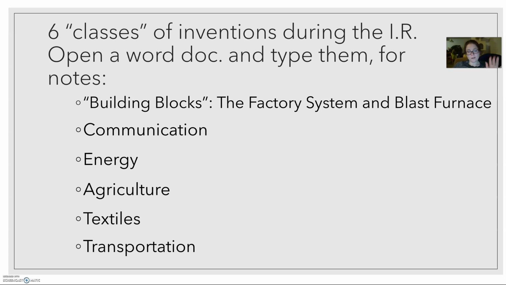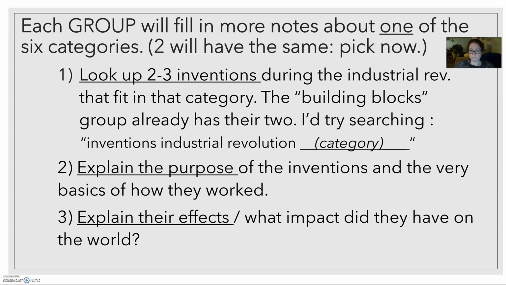Every group gets one. I have 7 table groups, so that means that 2 of my smaller table groups will do the same one. So each group gets 1 category of inventions. Your group's job is to look up those classes, those categories. I want you to look up 2 to 3 inventions that were created during the Industrial Revolution in that category.